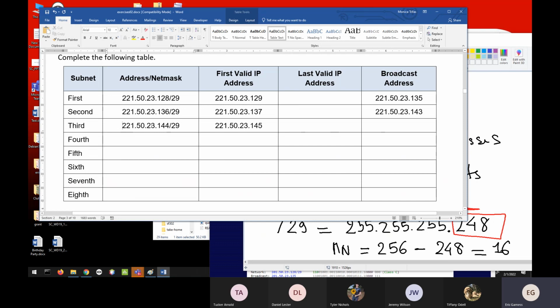Let me do the next one here. So if I add 8, I will get 152, no? So one IP address before 152, 151. So the last valid IP address here, let me just copy it. So I wanted to check the third subnetwork.